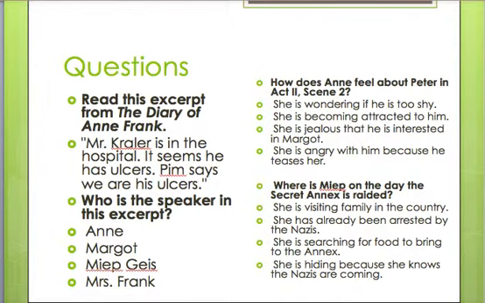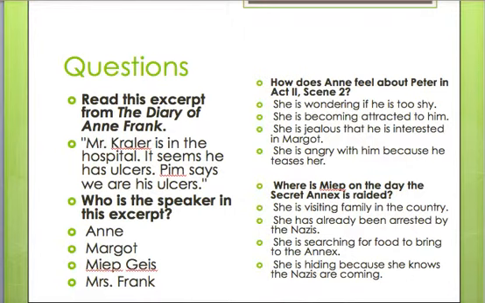Mr. Crawler's in the hospital. And Pym says that we are his ulcers because, you know, traditionally people think of ulcers as being caused by stress. And yeah, that's a stressful situation.